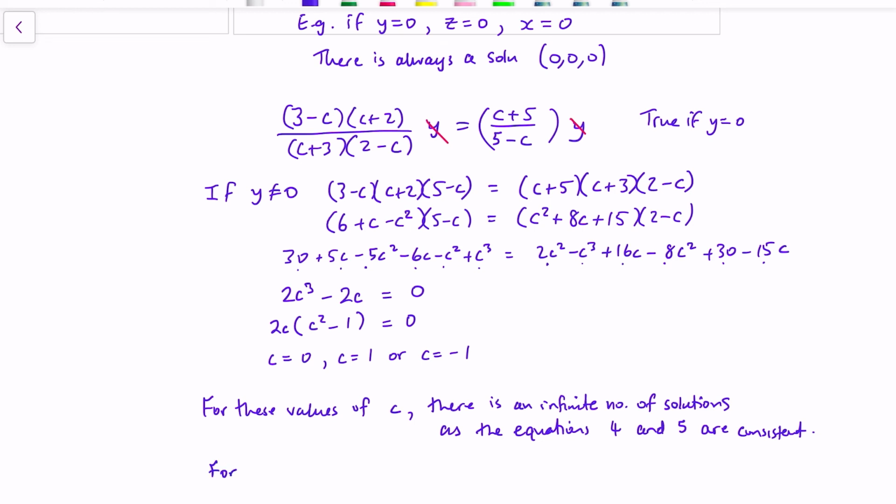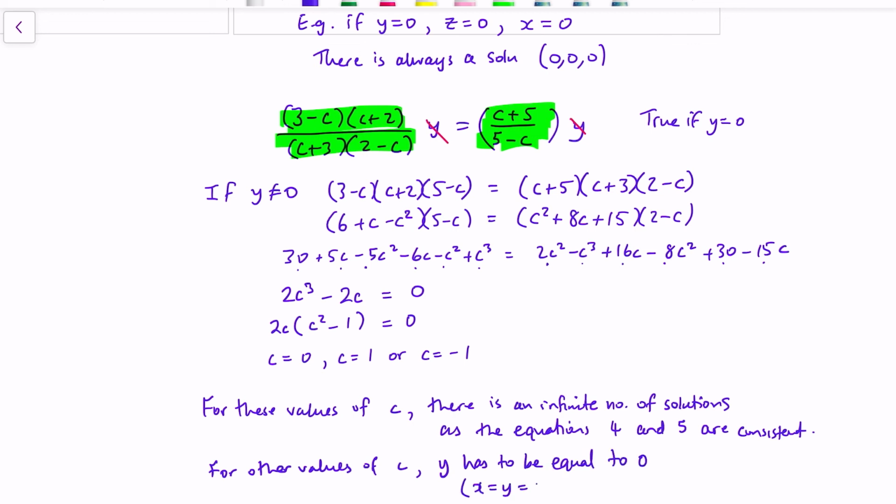For other values of c, so any other value of c, these coefficients here would not be the same. So we'd have something like 6y equals 4y or something like that, which would mean that the only possible solution for that would be y is equal to 0. y has to be equal to 0. And in that case, x equals y equals 0. x equals y equals z are all 0. One unique solution. Catch you in the next video.